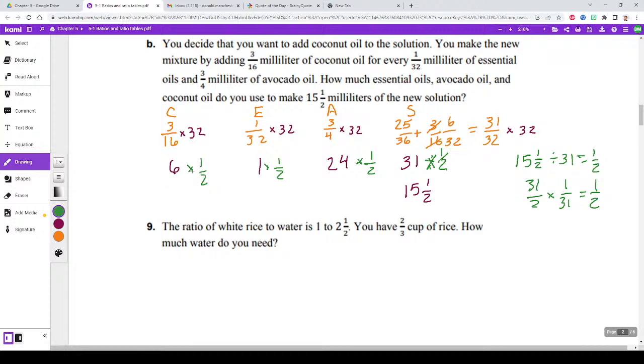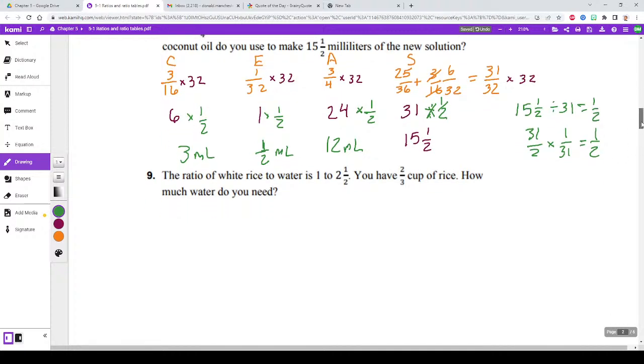So half of 6 is 3, so we need 3 milliliters of coconut oil. Half of 1 is 1/2, so we need 1/2 of a milliliter of essential oil, and 24 times 1/2 is 12 milliliters of avocado oil.